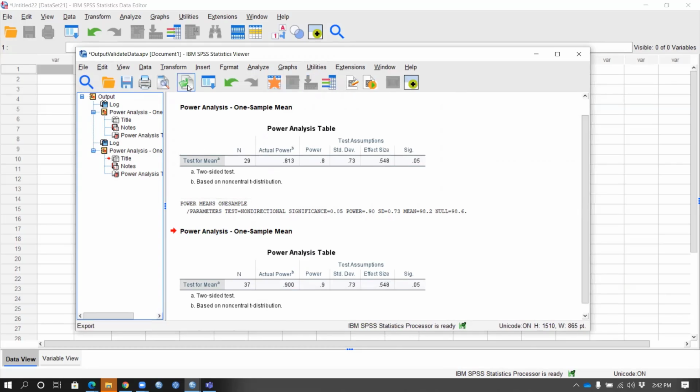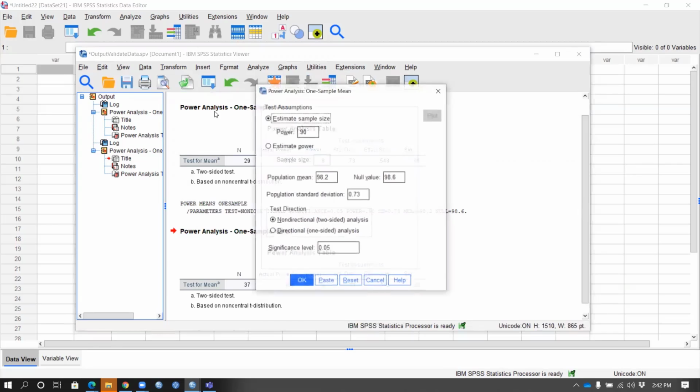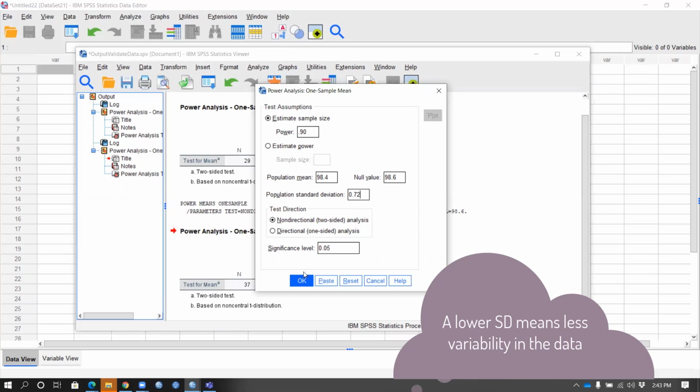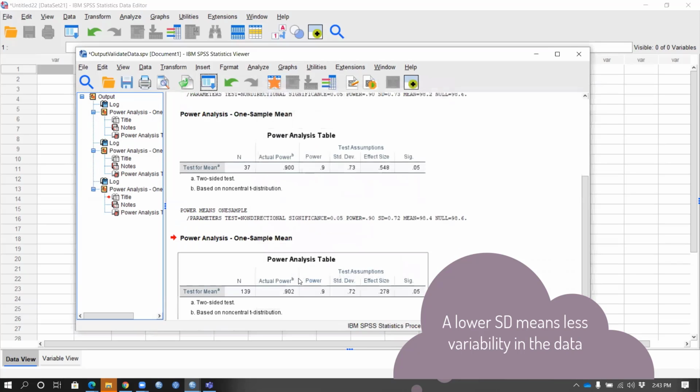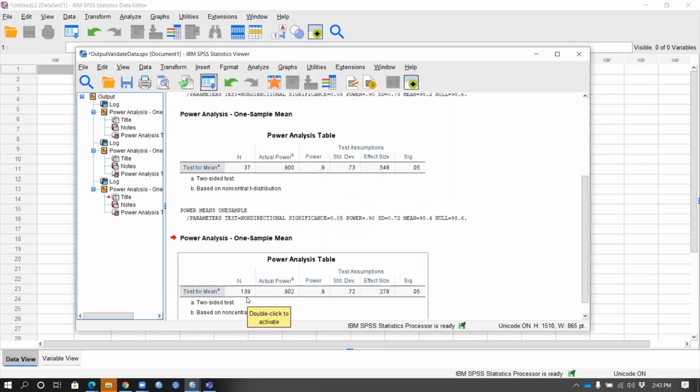And as you play around, for example, let's say we want to be 90% sure and that the difference actually is only 98.4 in our mean and the standard deviation is decreased. Let's just do this one. And now we see the requirement is 139. So much bigger sample required.